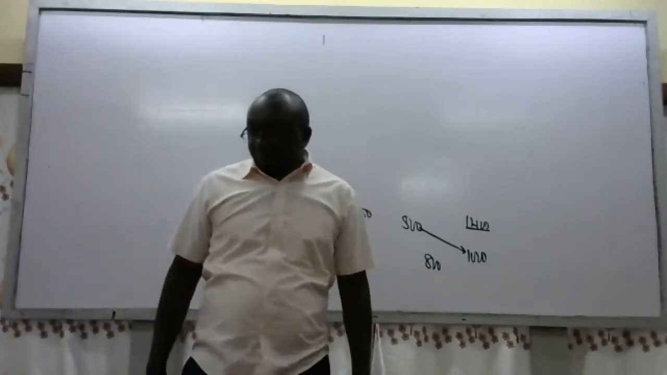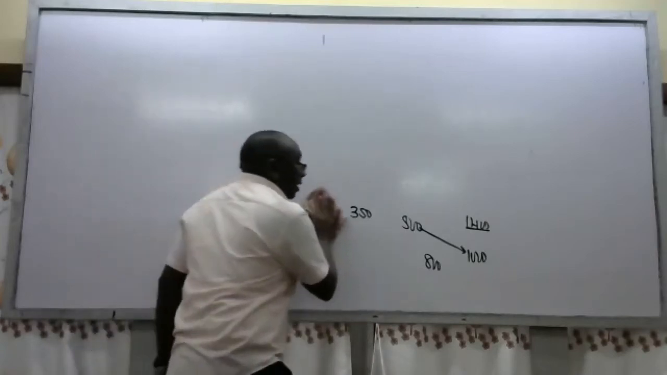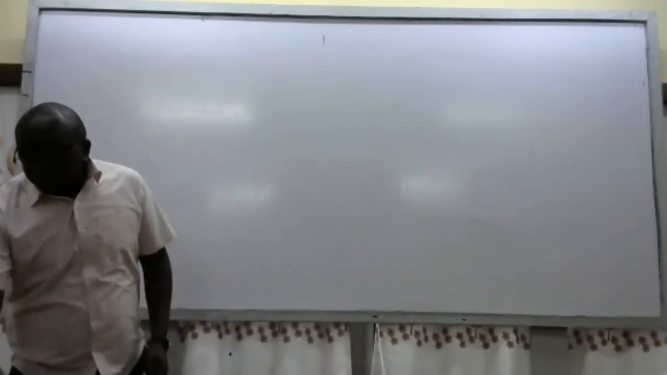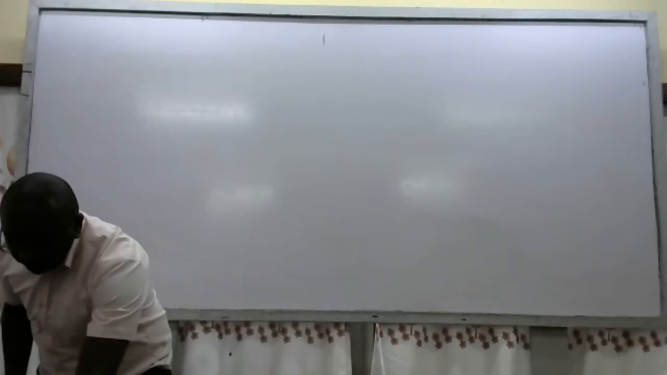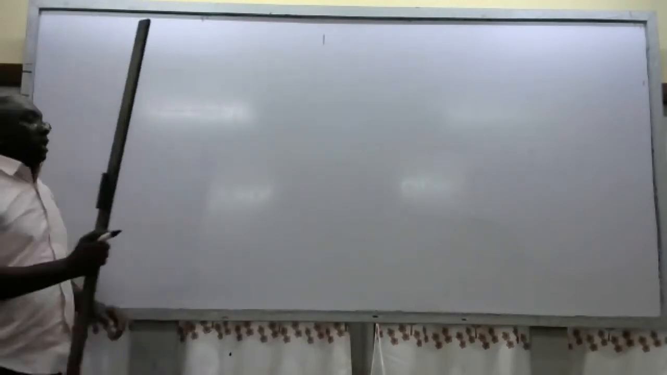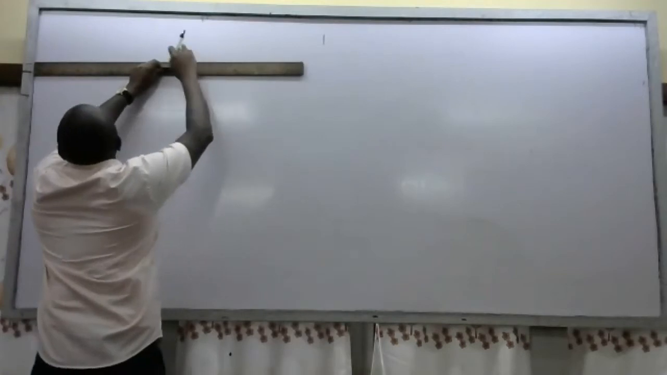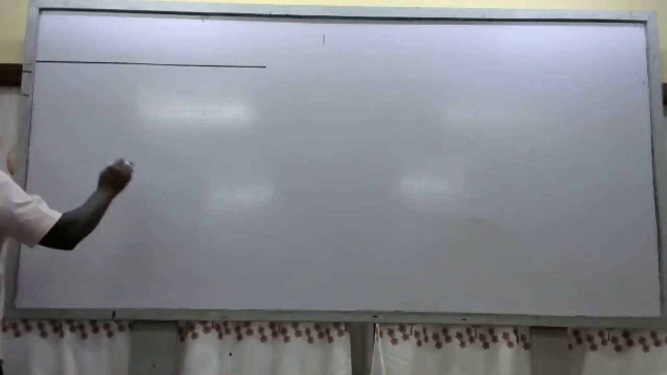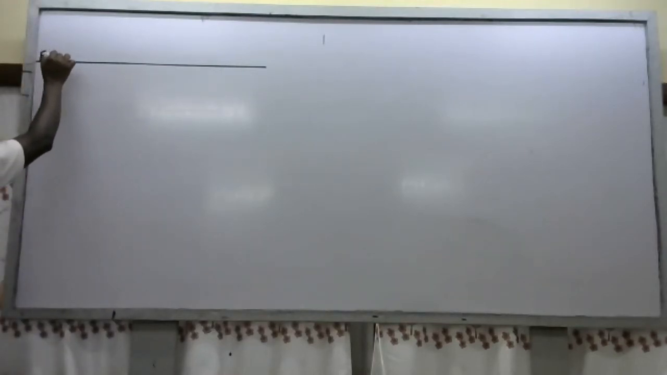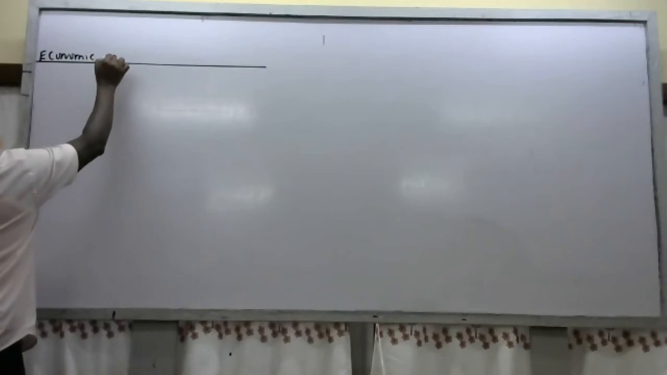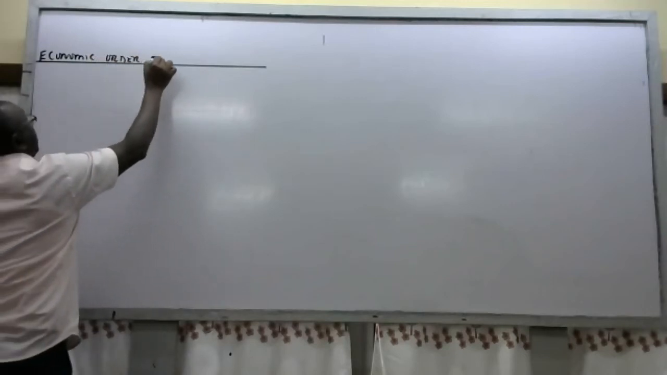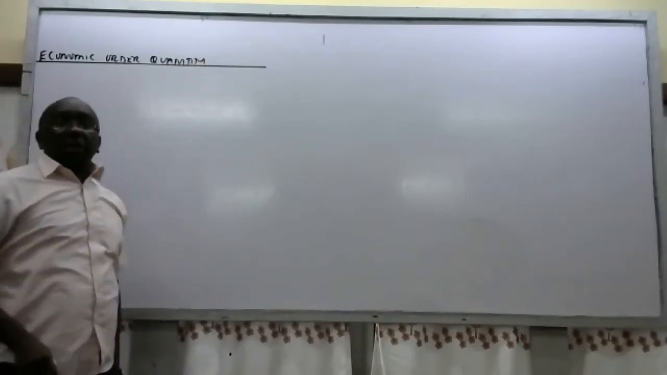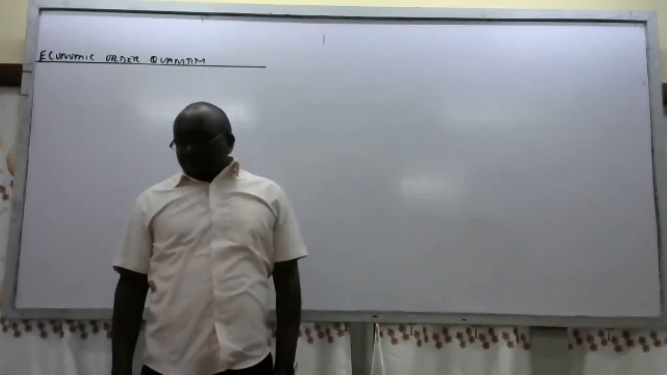Let me proceed with my question. So I believe you have read the question. And if you have read the question, the first thing we are told is to compute the economic order quantity. Economic order quantity is also the one we have been calling optimal order size.